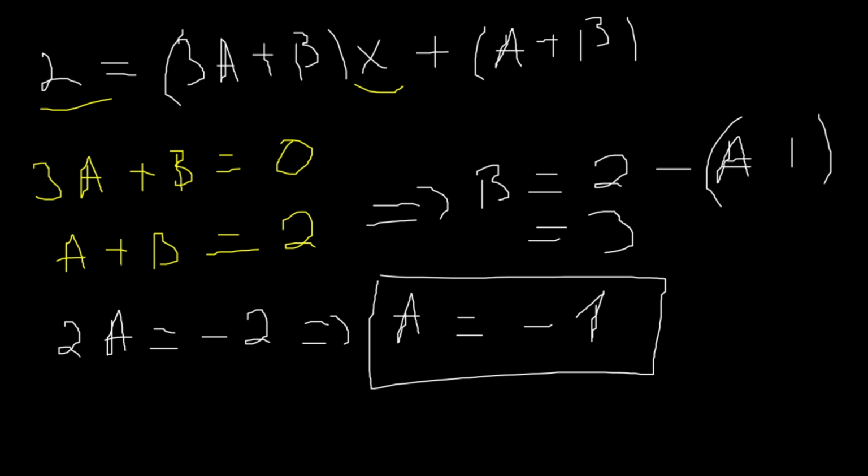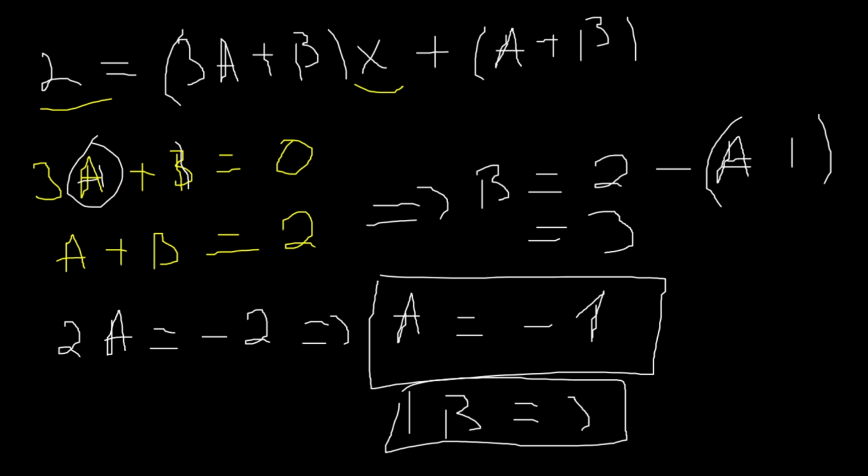Yeah, b is equal to 3. I was a bit confused looking up there, because putting 3 here and here is minus 1, hence 3 minus 3 will be 0. Okay, a is negative 1 and b is equal to 3.